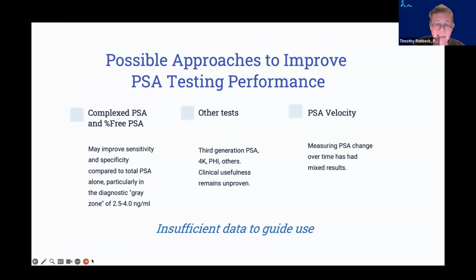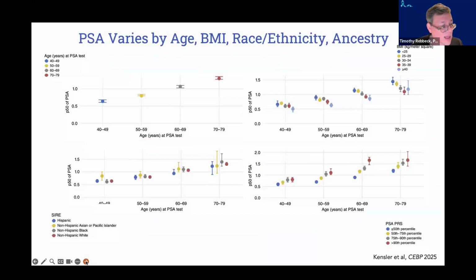Right now, it's not entirely clear that these have added value over traditional PSA and in whom these tests might give the best information, but they are certainly of value and worth exploring on a lot of different levels. One of the reasons that PSA is complex and difficult to interpret is that PSA varies by a number of different factors. So we know that PSA increases by age, and in part this has to do with the increasing size of prostates, even healthy prostates.